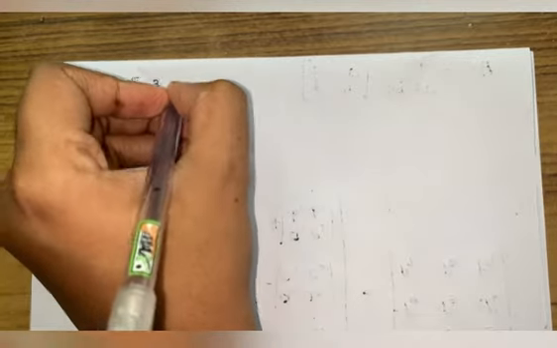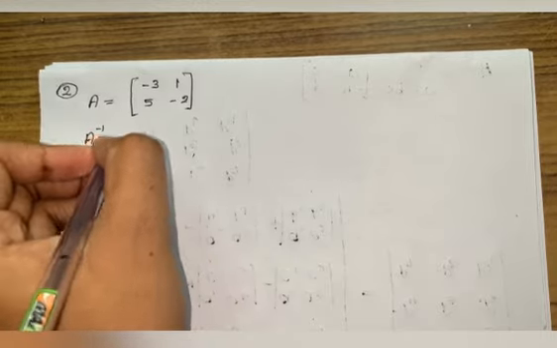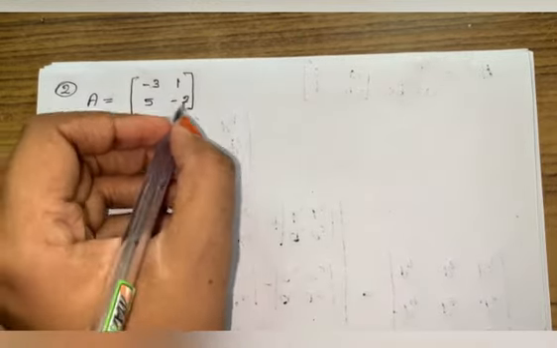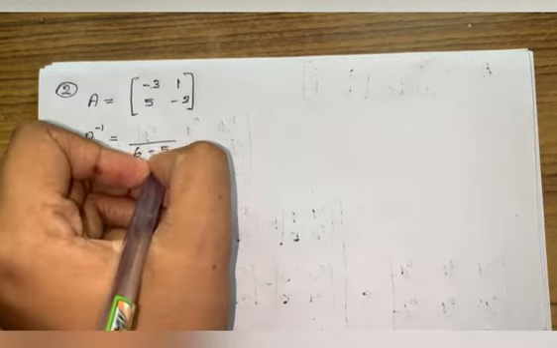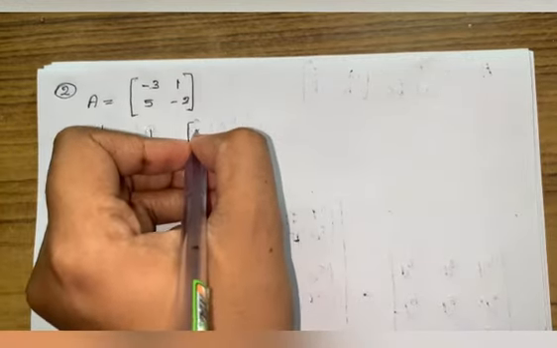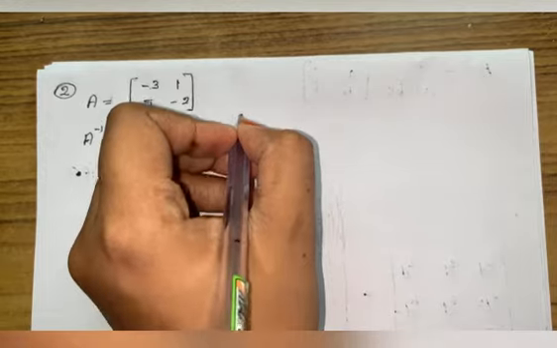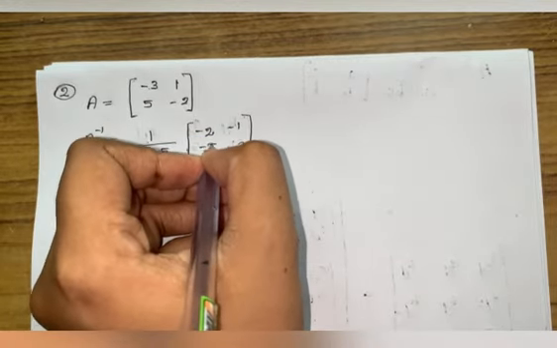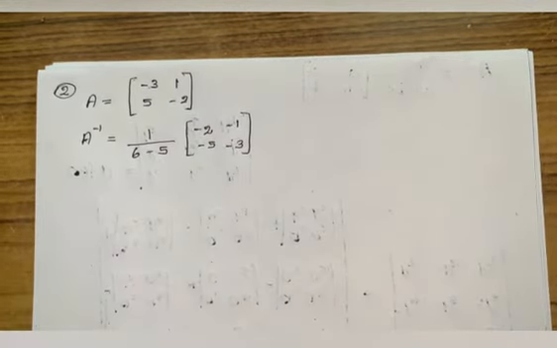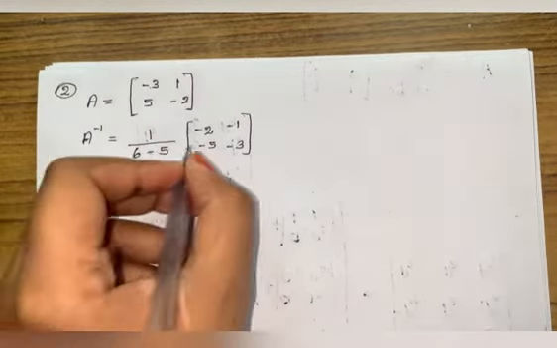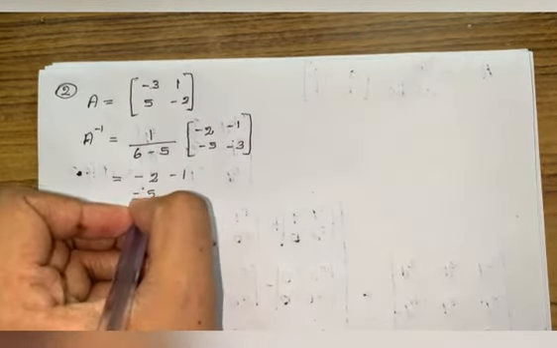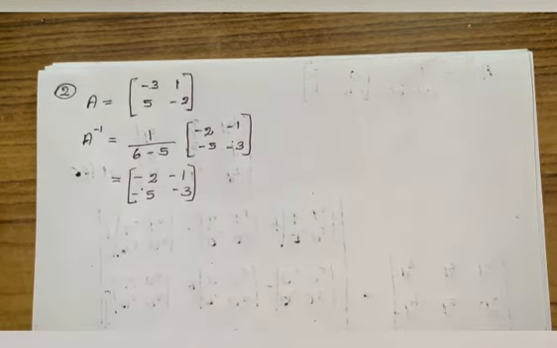Okay, let's go with question number 2. Matrix A is equal to minus 3, 5, 1 and minus 2. So A inverse is the determinant: minus 3 into minus 2 is 6, minus 5 into 1 is 5. And I am interchanging A and D, and changing the sign of B and C. So minus 1 and minus 5. 6 minus 5 is 1. So the adjoint would become the inverse.